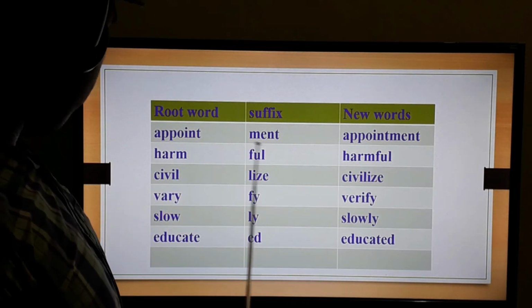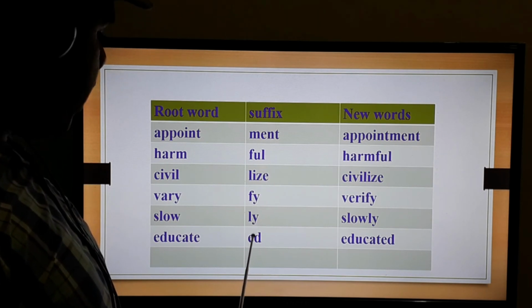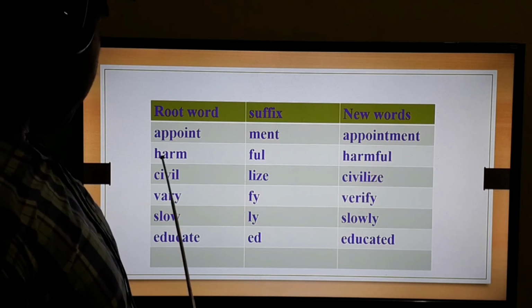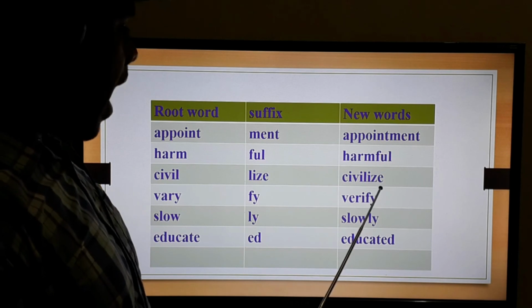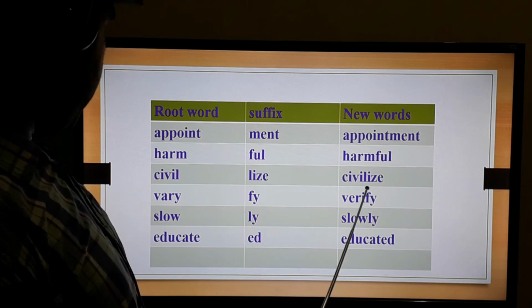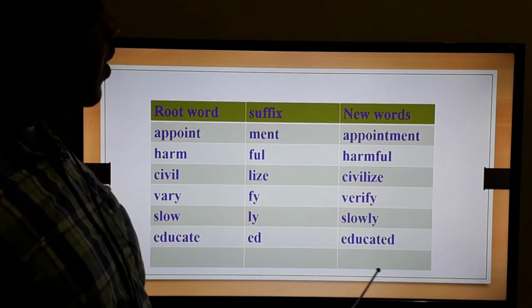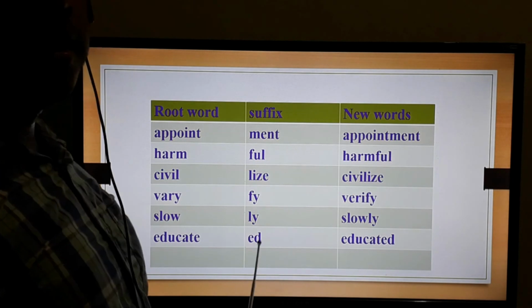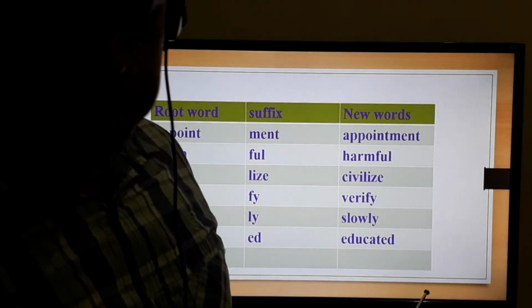Some more suffixes, that is ment, ful, ize, fy, ly, ed. Appoint, appointment, you see. Harm, harmful. Cheerful we can say. Civil, civilize. Verify. Slow, slowly. Educate, educated. So these are some ways to transform one word into another.